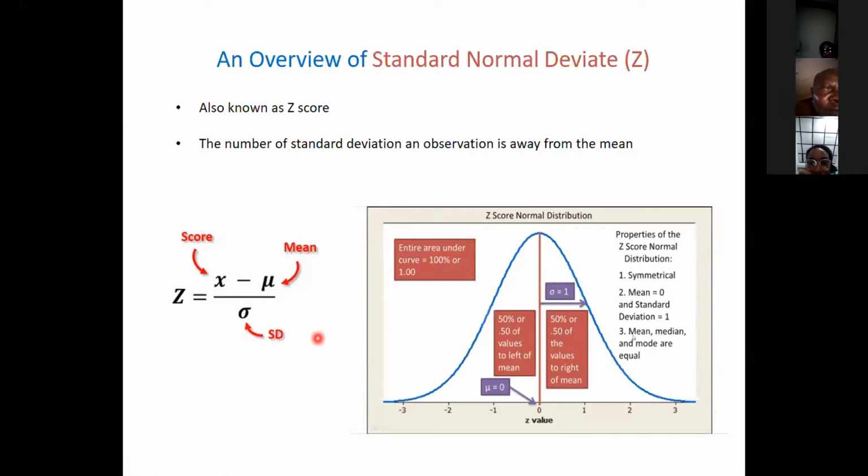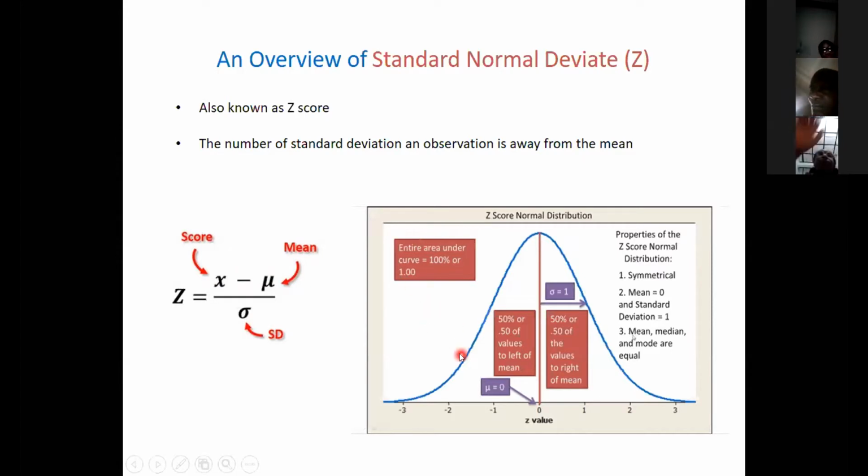So if, for example, the mean is 70 and the standard deviation is 10 in the population, if somebody that weighs 80 comes, you remove the mean from the score of that person. If you remove the mean 70 from 80, it gives you 10. And if the standard deviation is 10, 10 divided by 10 gives you 1. If the person that weighs 90 comes, you remove 70 from 90, it gives you 20. You divide 20 by 10, it gives you 2.